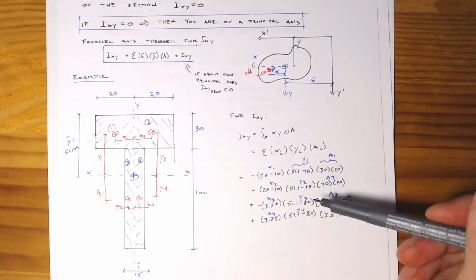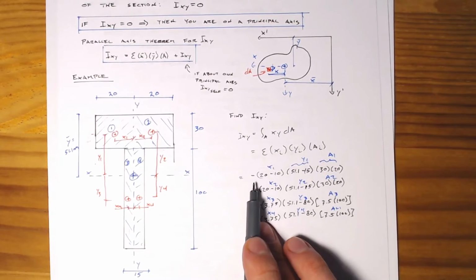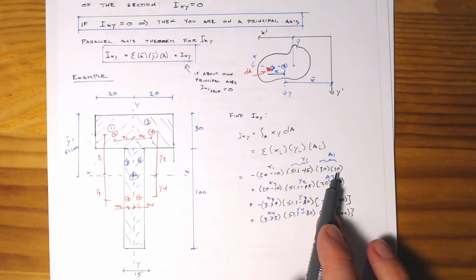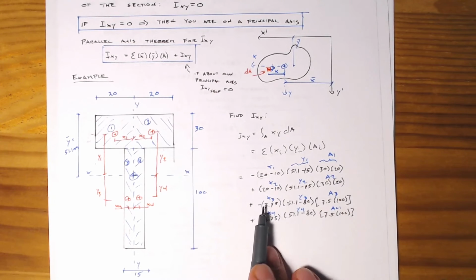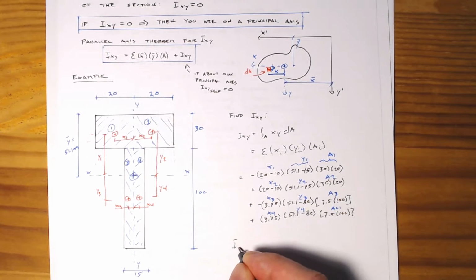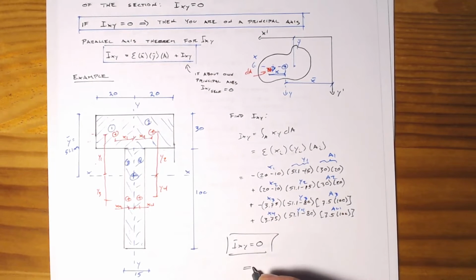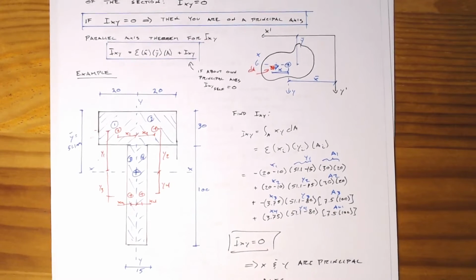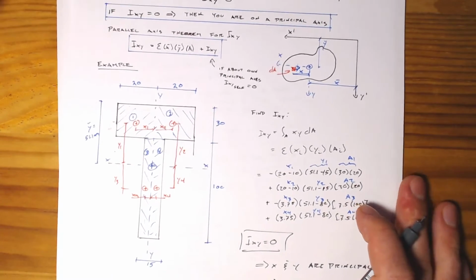Now, if we see all this, because it's symmetric, we've got minus all of this plus the same thing, so that cancels out to 0. Minus all of this plus all of this, so that cancels out to 0. So we have Ixy equals 0, which means x and y are principal axes. Cool. So that's kind of good to know.